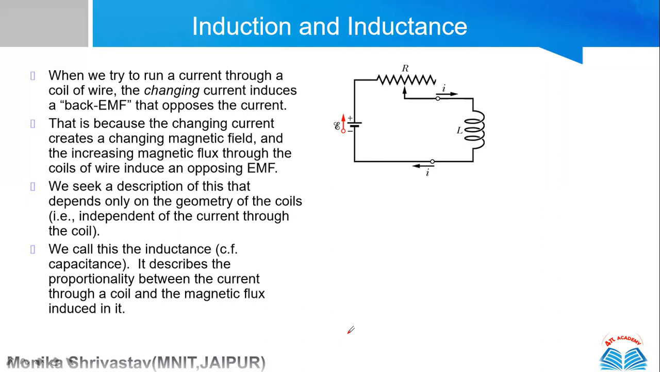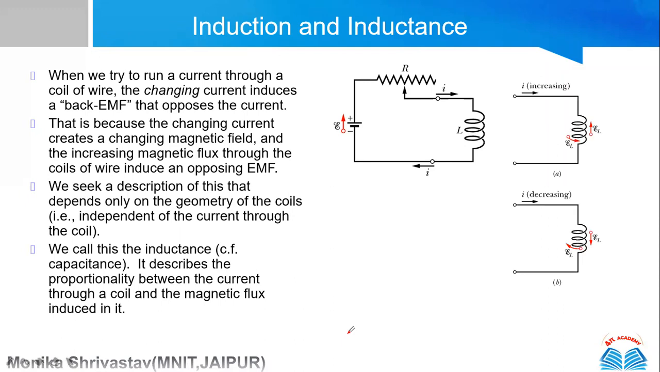So you can see in this diagram, if this coil is firstly stationary, we are not moving it, and we are just increasing the applied voltage, then the current will increase. And if we are decreasing this voltage supply, then the current will decrease. So these are some normal things.